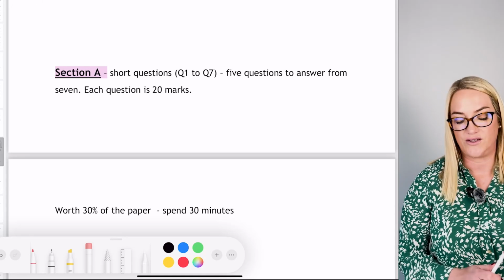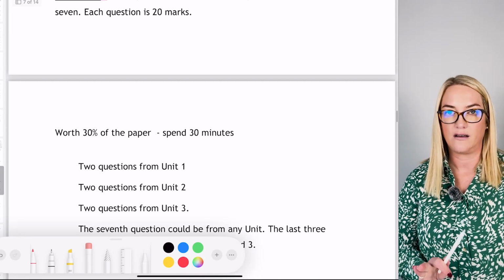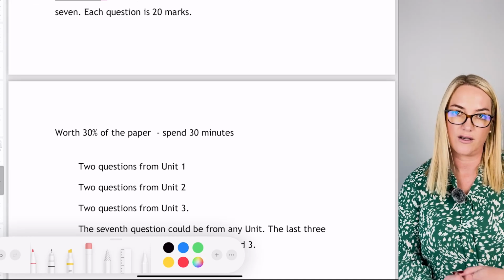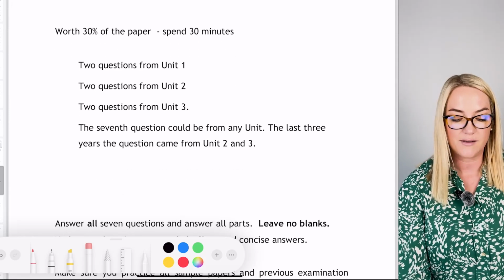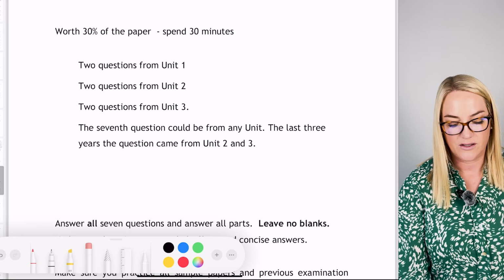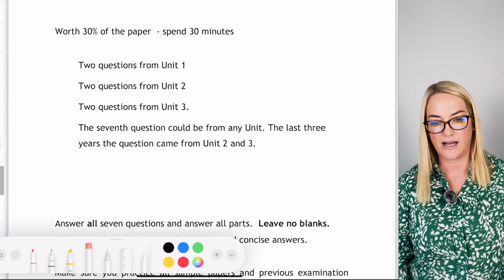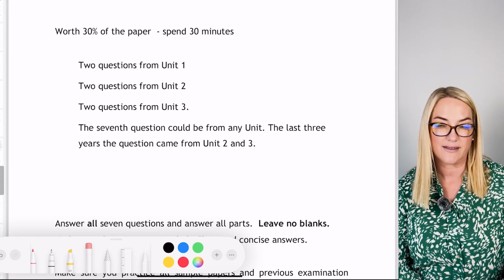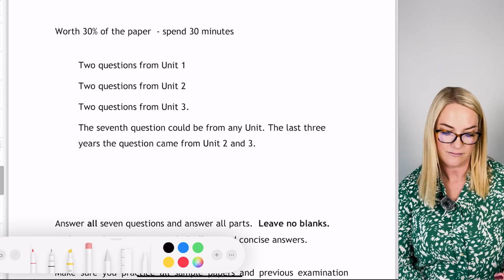Section A is the short questions. We have 7 questions in section A, and your best 5 are put towards your first 100 marks. This is worth 30% of your paper. There has to be 2 questions from Unit 1, 2 questions from Unit 2, 2 questions from Unit 3, and then the 7th question can come from any of those units, but for the last couple of years it has come from Unit 3.